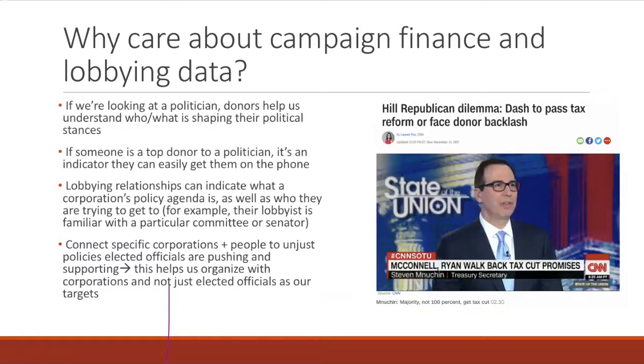And then, of course, the flip side of that is that if we're looking at a politician, looking at their donors helps us understand who and what is shaping their political agenda, and helps us figure out who our, in some ways, ultimate target is. And when we think about lobbying relationships, those can also be useful to look at because they indicate what a corporation's policy agenda is, as well as what elected officials they're trying to get to enact that policy agenda. It also connects specific corporations and people to unjust policies that elected officials are pushing, which in turn helps us organize around corporations and not just elected officials as our targets.